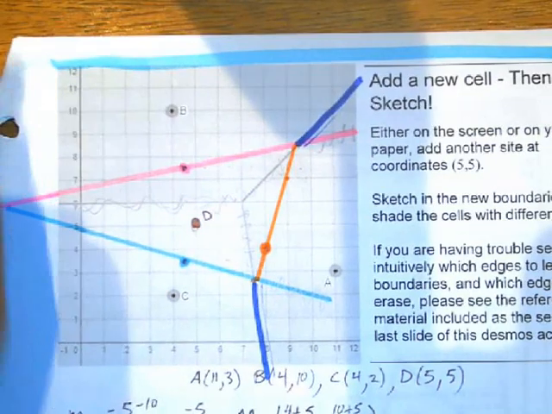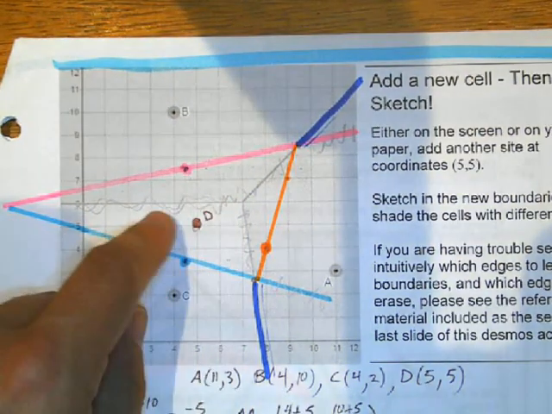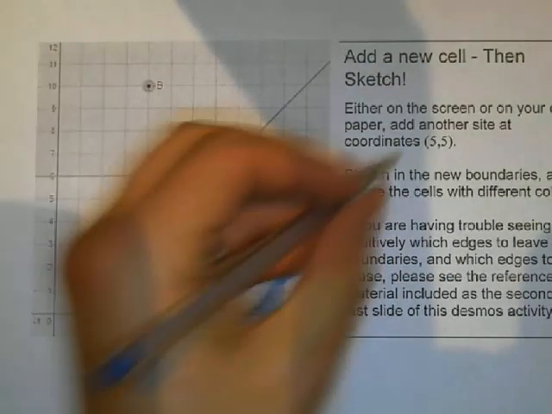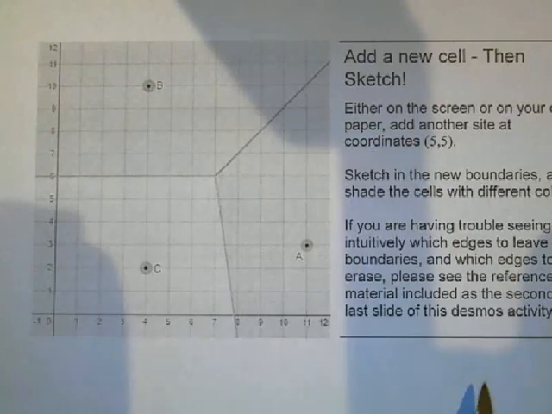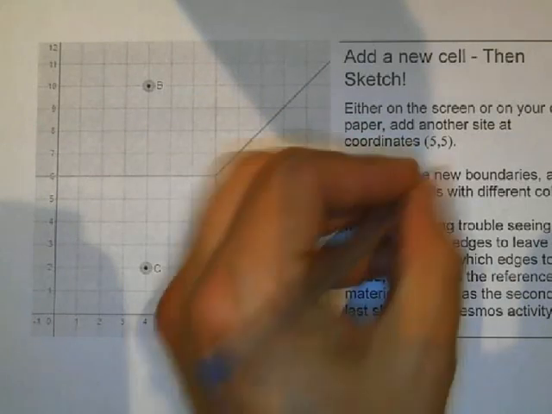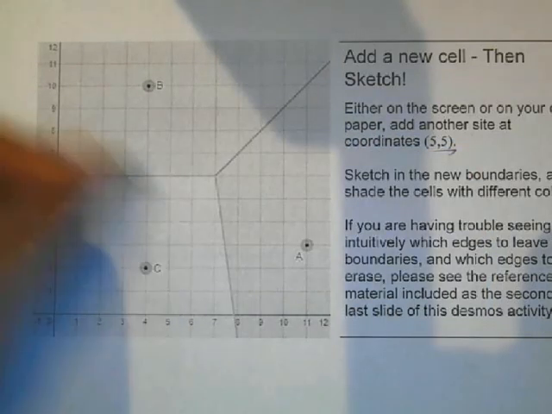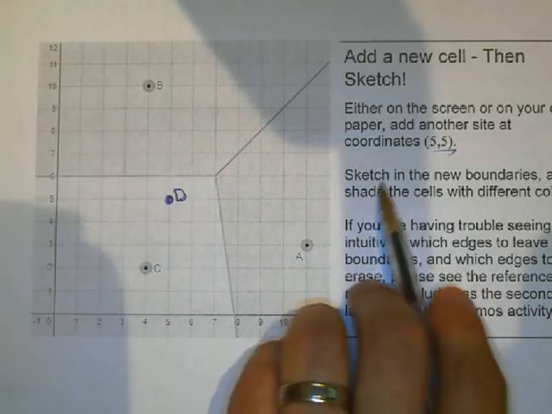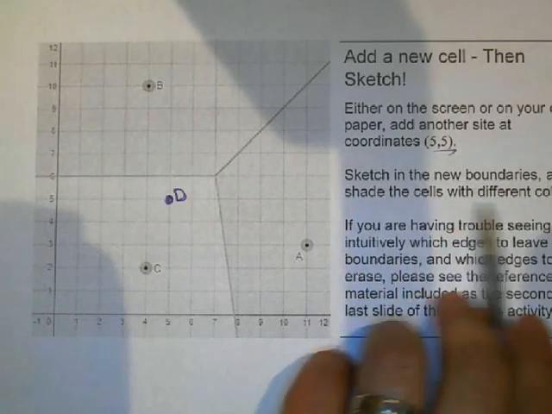Okay. Then the next slide, they asked you to draw the new boundary edges. So I'm going to do that for you right here. So they gave you a new cell and a new site that we're going to add, which is 5, 5. So 5, 5 is right there, right? And we're going to label that D. Okay. And so sketch the new boundary lines and shade the cells with different colors.